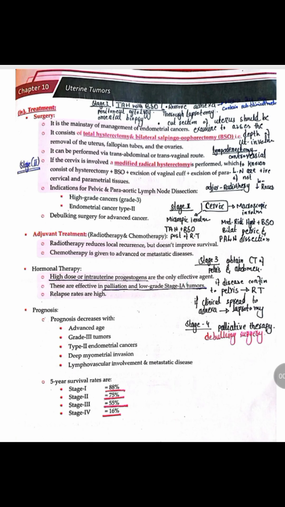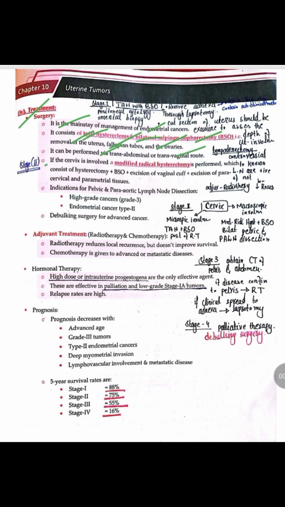Now let's talk about the management of endometrial carcinoma. Surgery is the mainstay of treatment of endometrial cancer, and it consists of total abdominal hysterectomy along with bilateral salpingo-oophorectomy. This surgery involves the removal of the uterus, both fallopian tubes, and the ovaries. And this surgery can be performed via the transabdominal route or the transvaginal route.